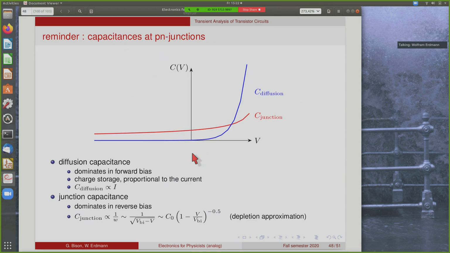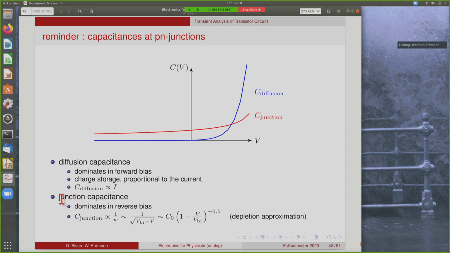Okay. Before we now look at this in a numerical example, a short reminder about capacitances at p-n junctions in general. Maybe you remember this slide from the diode lecture. There are two contributions to the capacitance at a junction. In forward bias, the diffusion capacitance dominates. This is shown here as the blue curve. This is due to the charge storage. The injected charges are stored in this case in the base of the transistor, and the amount of charge is proportional to the current. So we have a diffusion capacitance that turns out to be proportional to the current through our transistor or through our junction.